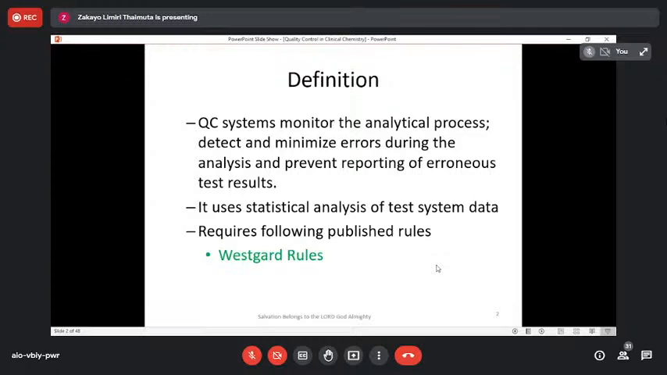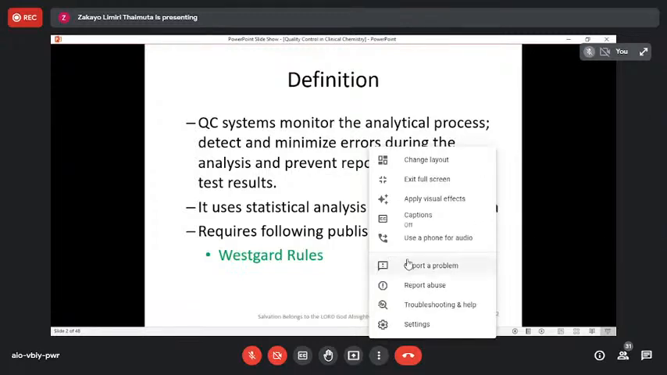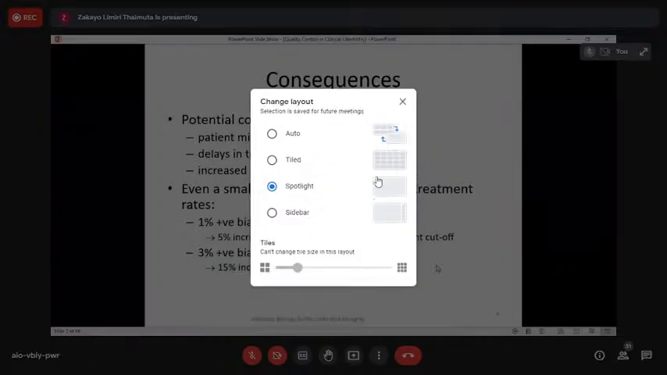Because of course, we are not sitting in the laboratory, but it is your lab. And you don't want to consume erroneous reports. So what do you do? You set a mechanism, and that is a mechanism we are calling quality control. All right. So what are the consequences?